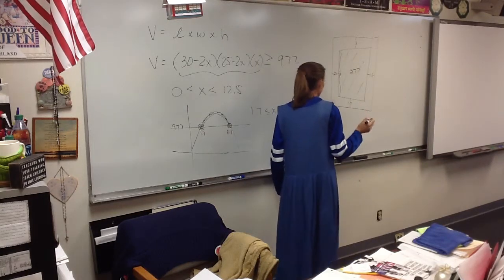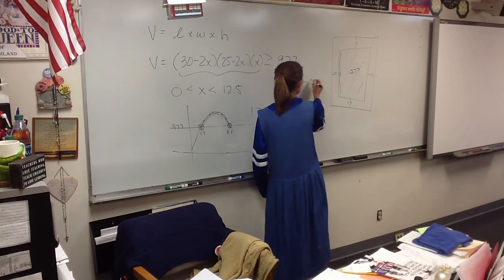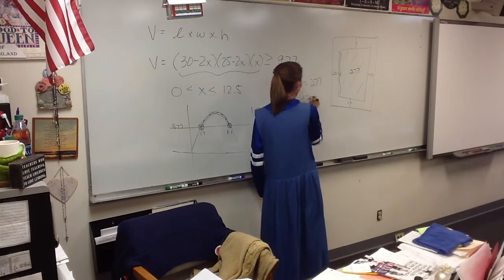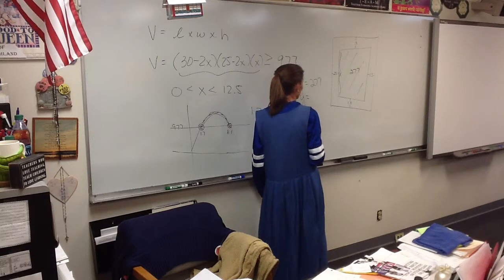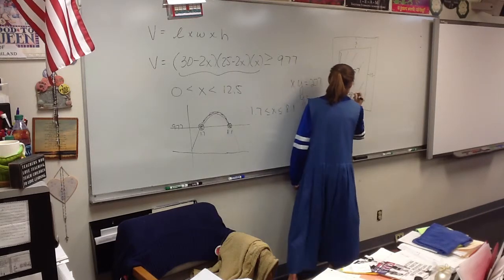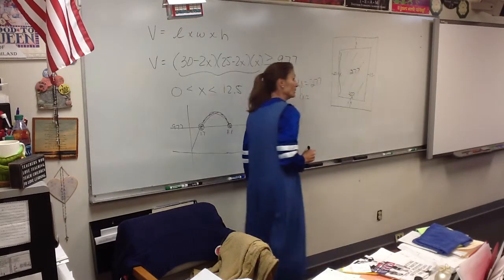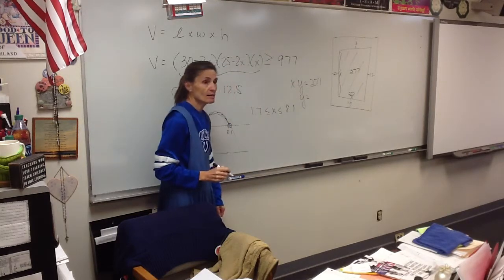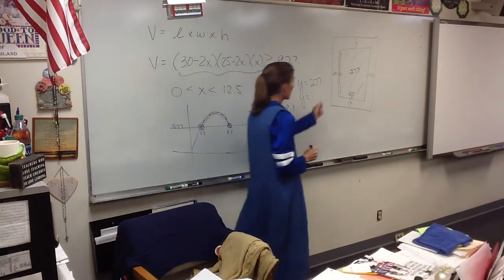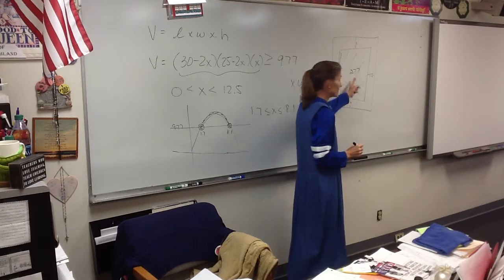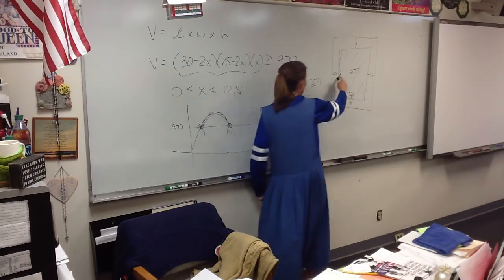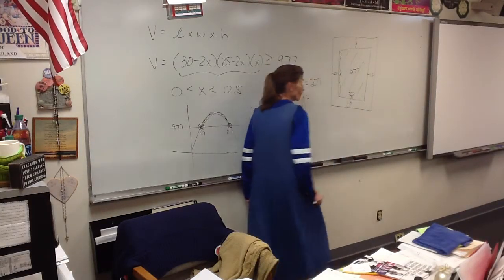If you say Y, that's okay, but the key is X times Y is 277. So what would Y actually equal? 277 over X. I really don't want two variables in here. I know that this times this has to give me 277. So if this is X, this is going to be 277 over X.